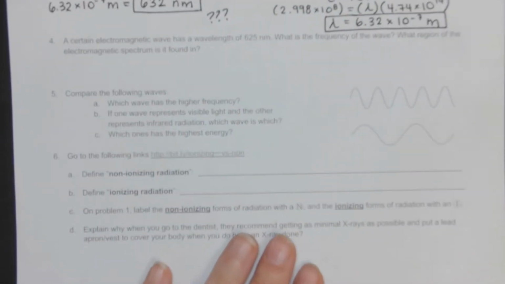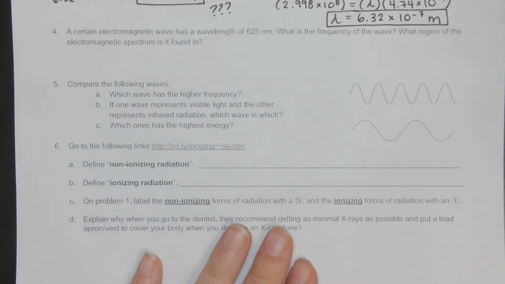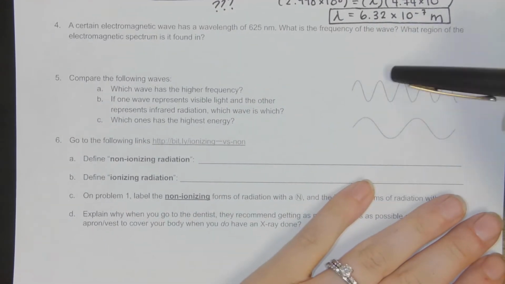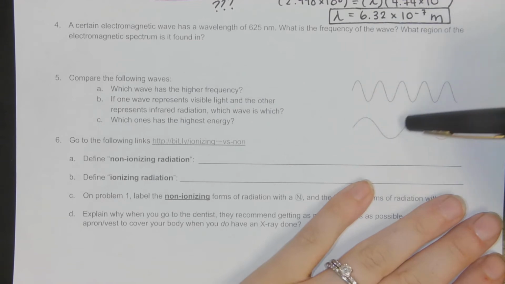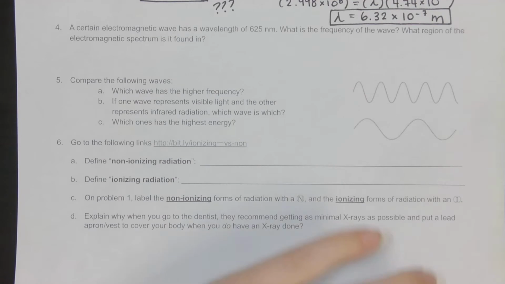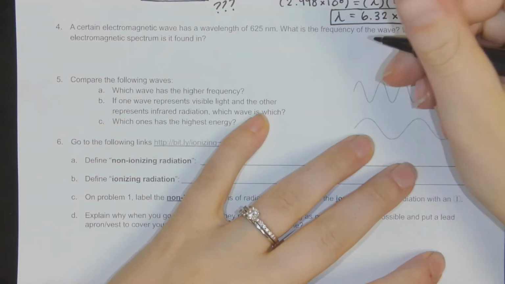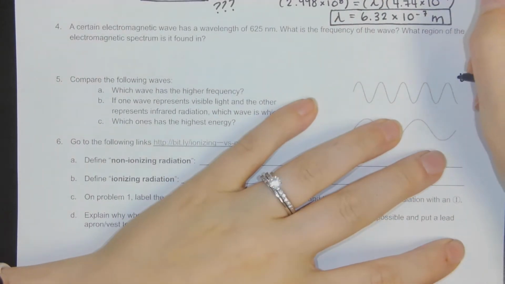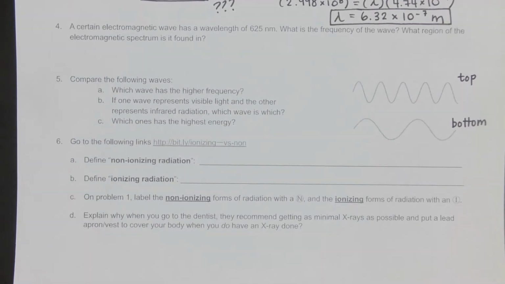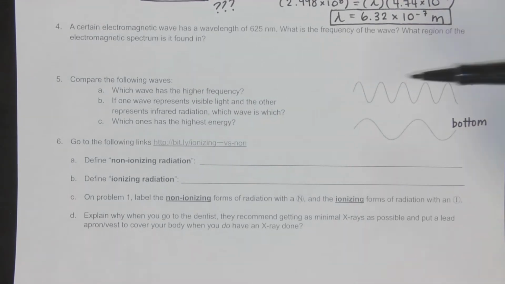Conceptually, it's pretty easy. Compare the following waves. We have this one and this one. Which wave has the higher frequency? Okay, we'll call this one the top wave, and we'll call this the bottom wave. So which wave has the higher frequency? The top wave is occurring more frequently.